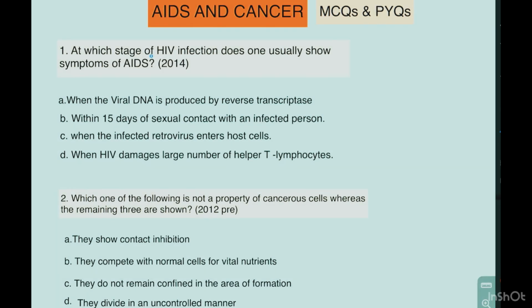First MCQ, at which stage of HIV infection does one usually show symptoms of AIDS? So the answer is D, when HIV damages a large number of helper T lymphocytes. When the HIV virus infects a person, at that time first it attacks the macrophages.